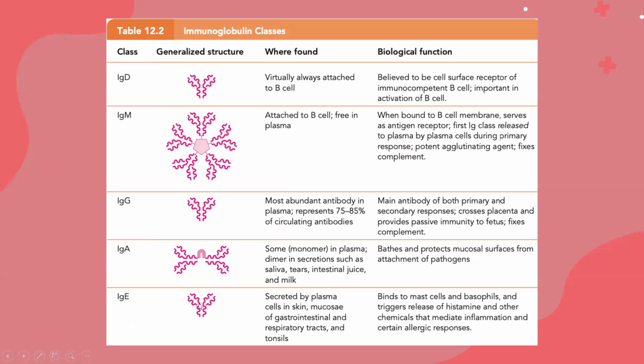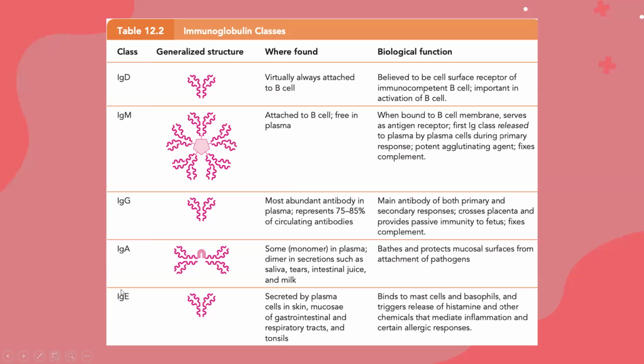Okay, isa lang siya, mag-isa. It's secreted by the plasma cells in the skin, mucosa of gastrointestinal and respiratory tracts, as well as the tonsils. The IgE is very important in binding to mast cells and basophils that triggers the release of histamine, so mga allergic reactions, okay, and other chemicals that mediate inflammation. Okay? Kaya tayo, diba, we drink antihistamines to stop us from any allergic reaction. Kasi ito yon. This is the trigger for allergy, histamine.